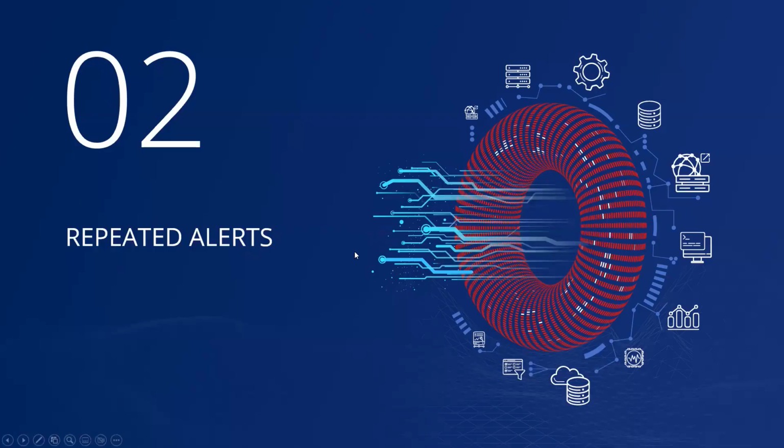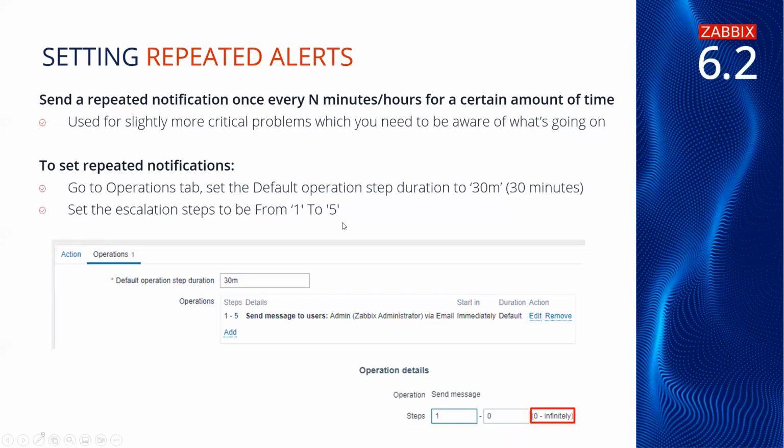And the second example is repeated alerts. It's more of a common scenario, but it should also be used with caution. It sends a repeated notification every n minutes or hours for a certain amount of time, or infinitely until the problem is resolved. It's used for slightly more critical problems, which you need to be aware of.